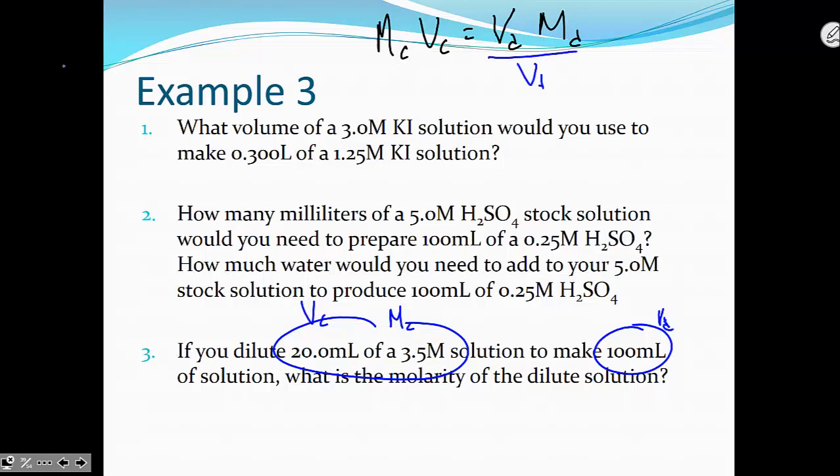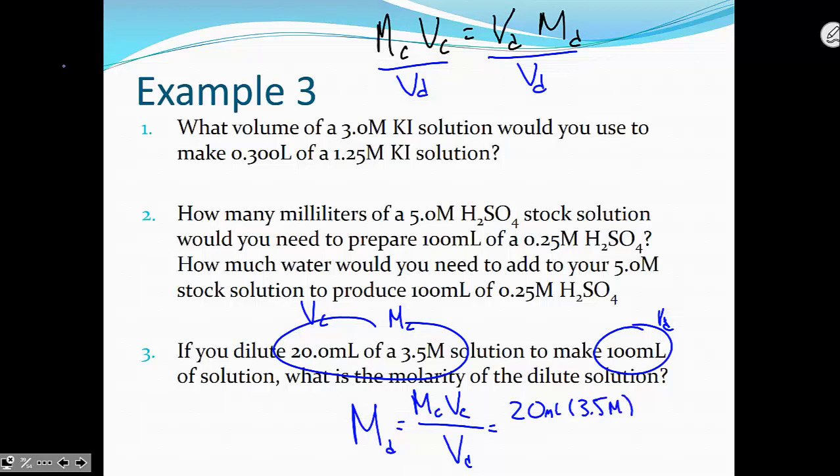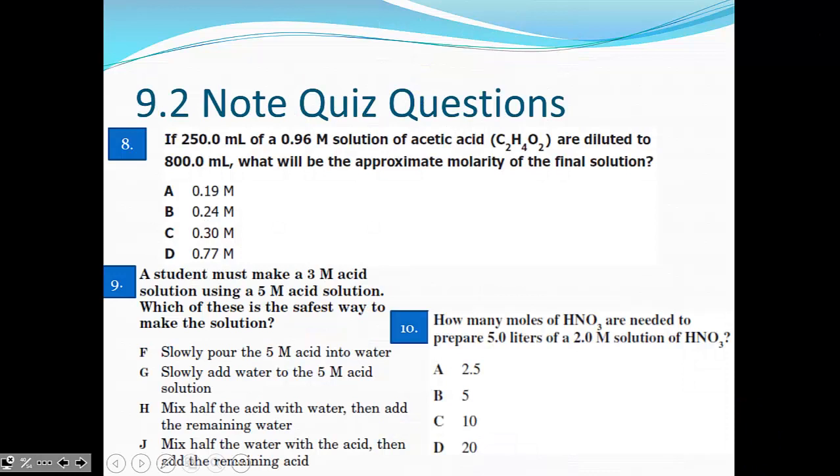So I'll divide by the volume of the dilution on both sides to give us the molarity of our diluted solution. The formula is going to be the concentrated volume and molarity divided by the volume of the dilution. So we end up with 20 milliliters times 3 molar divided by 100 milliliters. Milliliters cancel out, and I'm left with 0.6 molar. With that being said, we are now done with Unit 9.2.